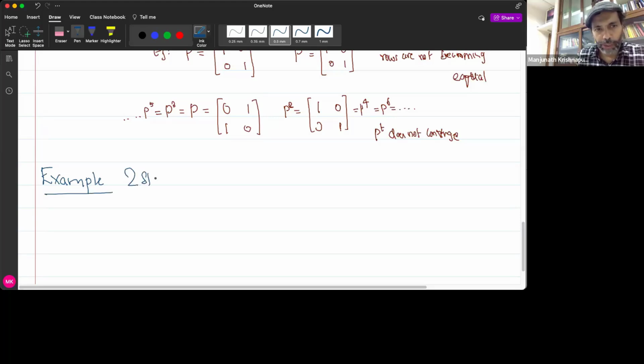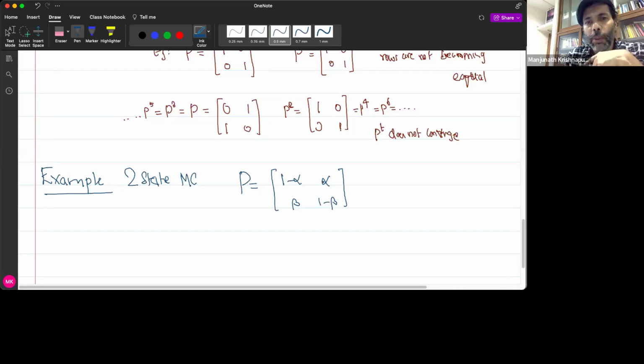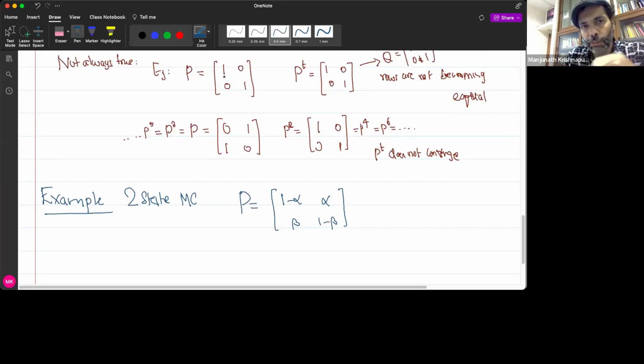So let's start with a two-state Markov chain. Let's see if we can work out in this situation what happens. So let's take P to be 1 minus alpha, alpha, 1 minus beta, and beta. If alpha is 0, what happens? This becomes the first matrix here. When alpha is 1, it becomes this matrix. These are problematic cases. So I'll assume both alpha and beta are between 0 and 1, to avoid that kind of problem.